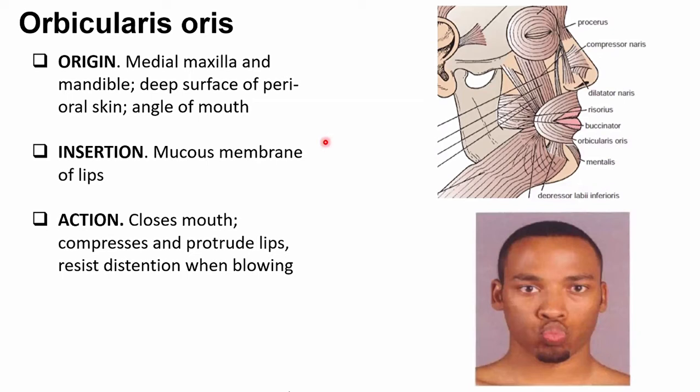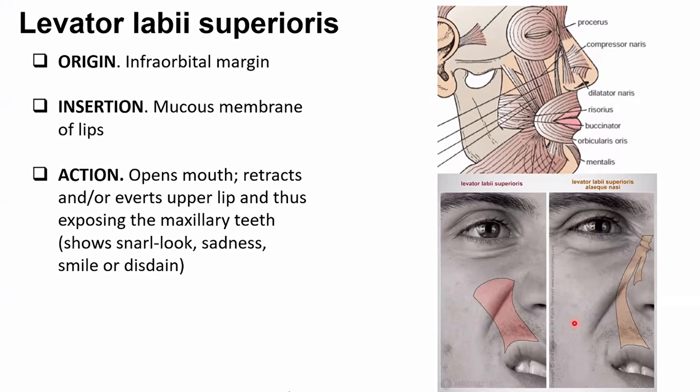So orbicularis oris, yung action niya, it closes your mouth. It also protrudes your lips. And if you blow, it resists this tension when blowing. So it closes your mouth firmly also. For the levator labii, and levator labii with nares part, it opens your mouth, retracts or everts the upper lip with a snarl look. Pwedeng sadness, pwedeng a little smile, or even disdain. It can be interpreted many ways. But more or less, this dilates your mouth.